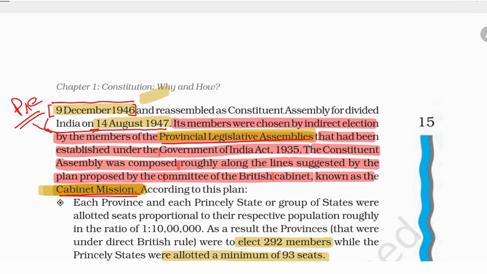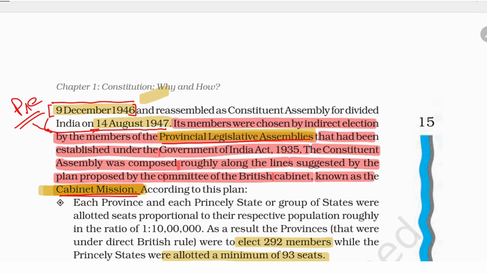Its members were chosen by indirect elections by the members of the provincial legislative assemblies. Please highlight this part. This was not directly chosen by the people. They were chosen by provincial legislative assemblies. जो उस समय assemblies थी उनसे choose किया गया था. They were not directly chosen by the people. This can be a question to confuse you. Please highlight this portion. That had been established by the Government of India Act 1935.